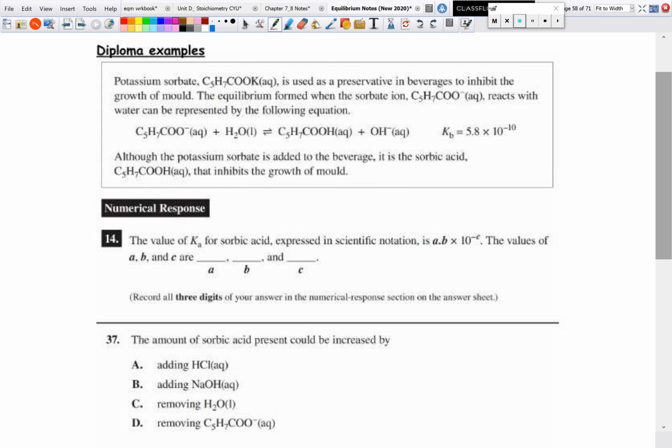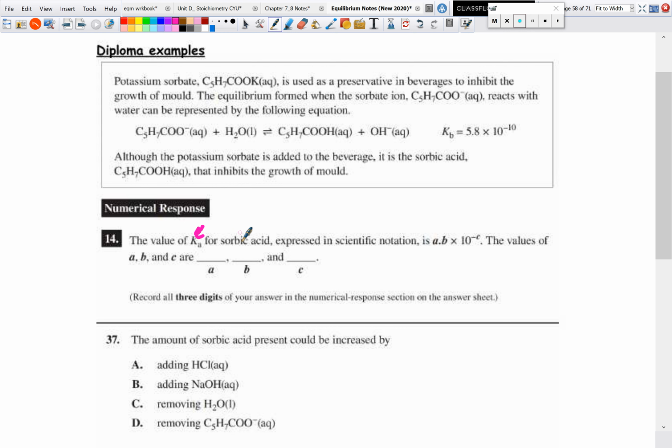Just reading right here, we've got potassium sorbate. Honestly, you can read all that if you want to. I'm just going to jump right down here and figure out what I'm trying to solve for, and then pull information from the top of the question. That's honestly the best way to answer diploma questions. It says the value for Ka for sorbic acid, expressed in scientific notation, is A decimal B times 10 to the power negative C. Okay, so we're looking for Ka.